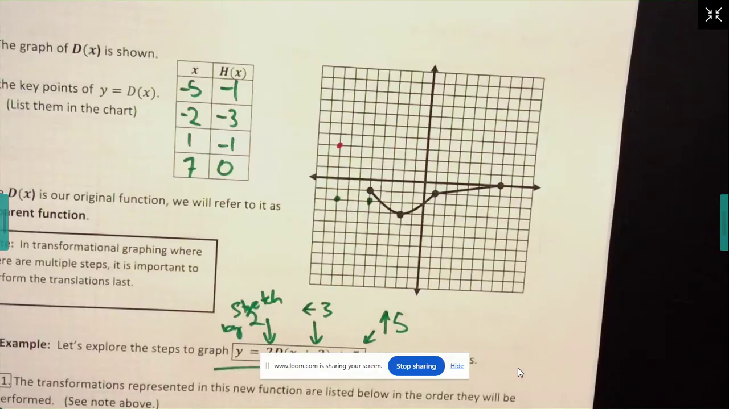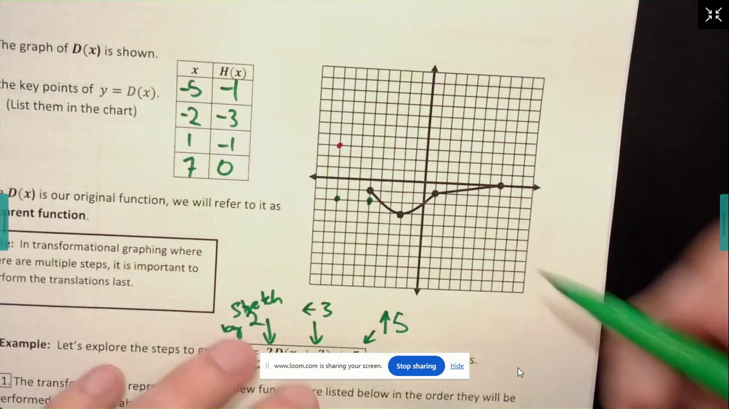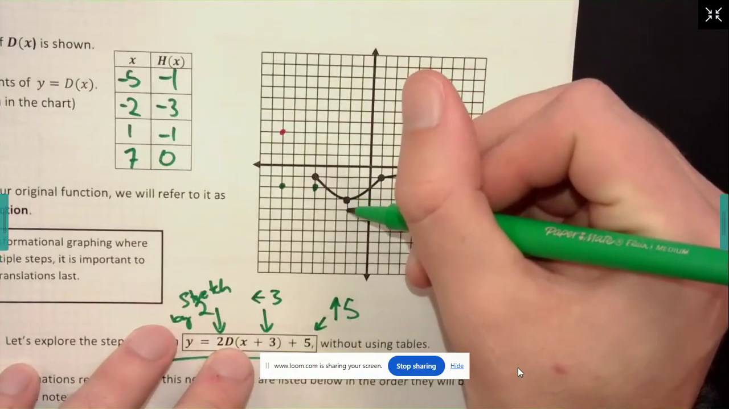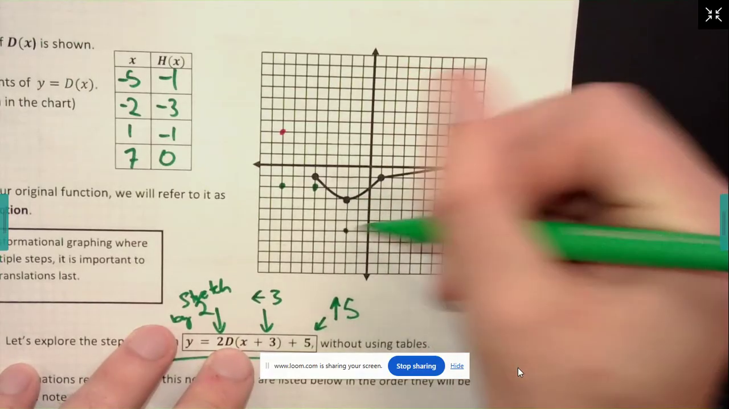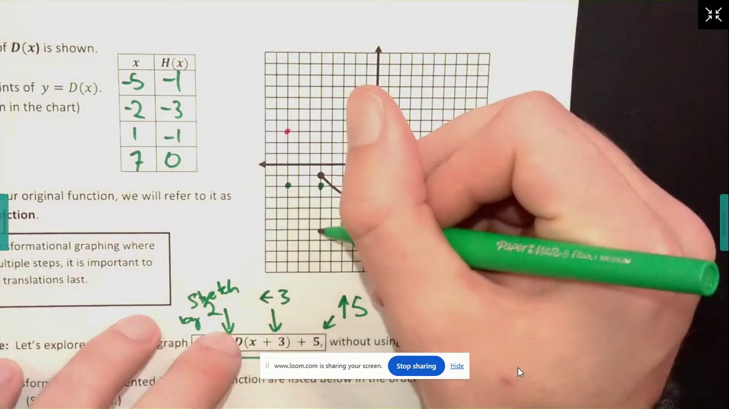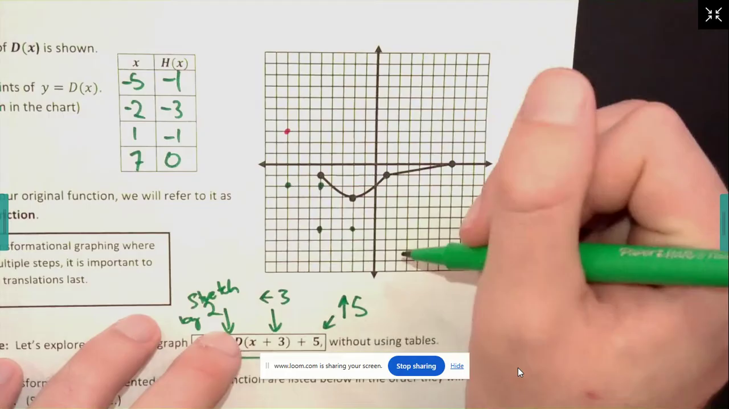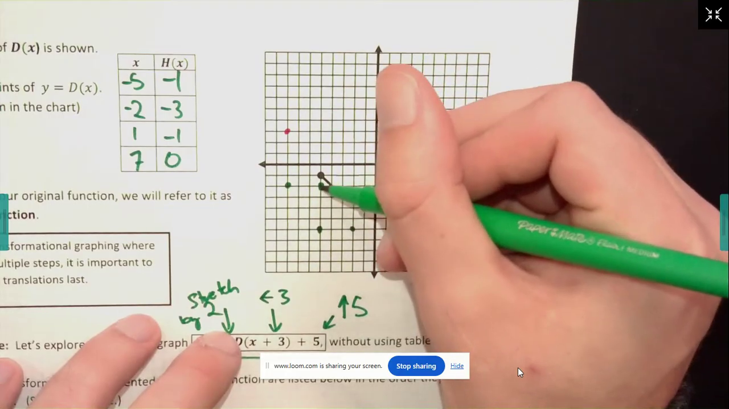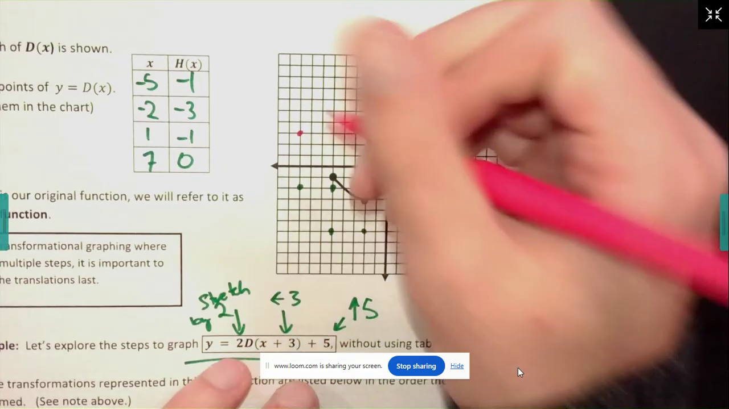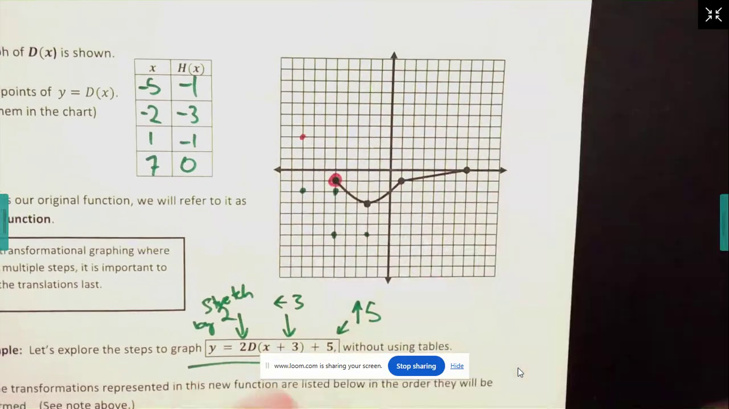And I can do that with all of these. So this point right here, I go 1, 2, 3. I got to double that up. 1, 2, 3. That's my stretching by 2. Then we go left 3. 1, 2, 3. Then we go up 5. 1, 2, 3, 4, 5. So that's that point right there. I'm going to do that with all of these.